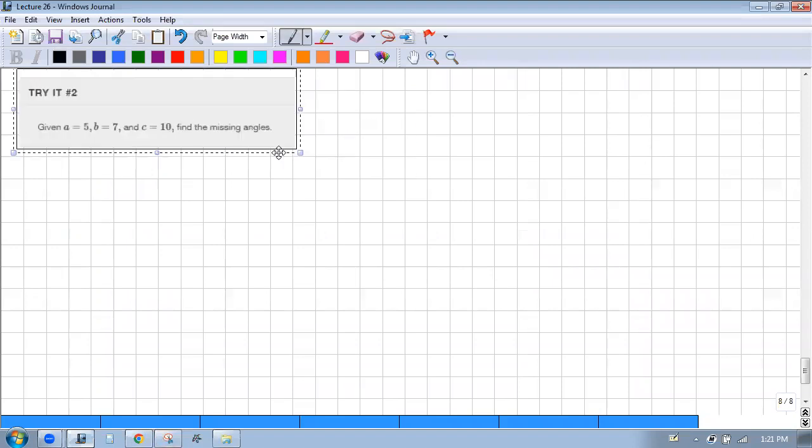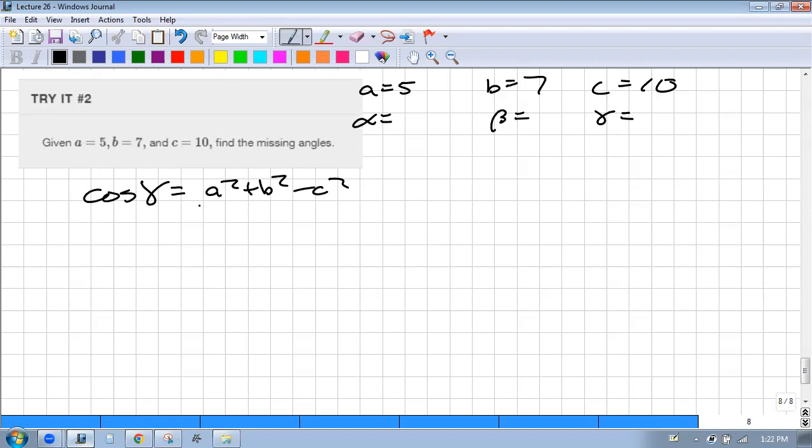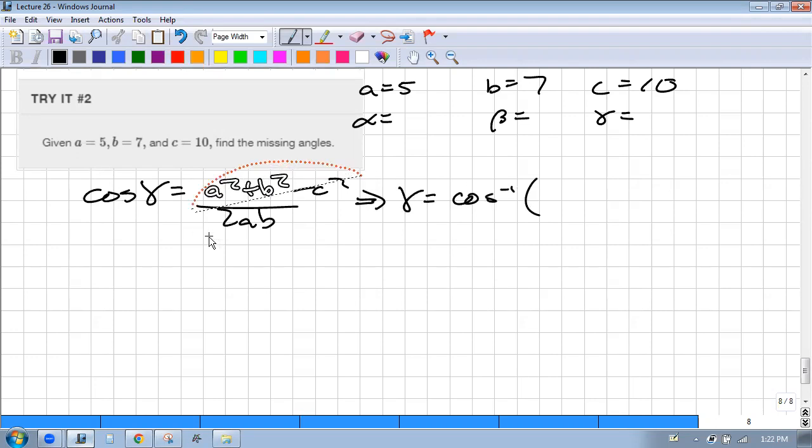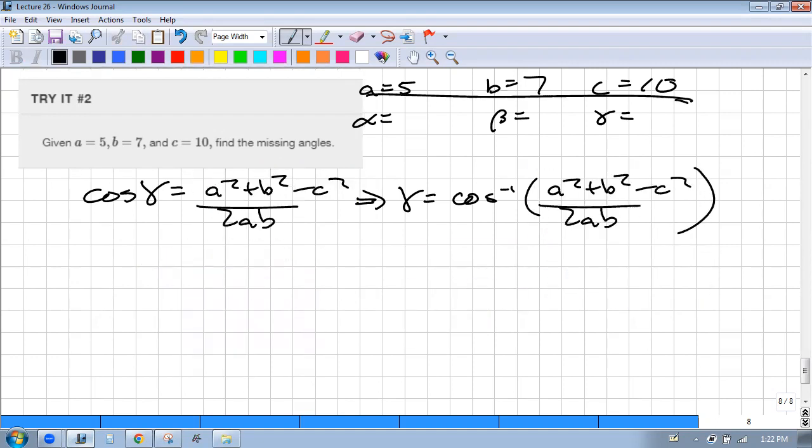Let's see what this one is. Here's another three-side situation. a equals 5, b equals 7, c equals 10. We have all three sides. We need to find alpha, beta, and gamma. Pick an angle, any one of them you want. If I wanted gamma, I'd say, well, cosine of gamma is a squared plus b squared minus c squared, since c goes with gamma, over 2ab. So gamma is cosine inverse of this stuff. You know a, b, and c, you're just plugging them in. Plug them into your calculator and you get a number.